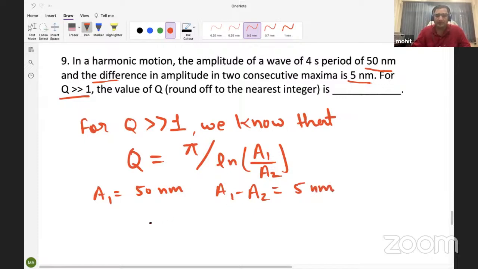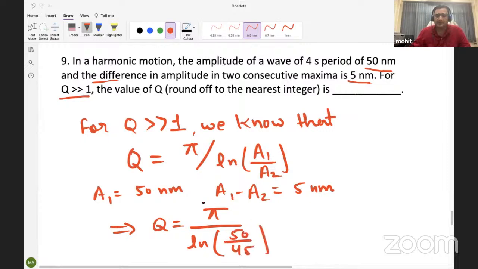Okay, and when we put all these things into the formula, the value of Q will be pi divided by ln in bracket 50 by 45. Because if you put A1 into this A1 minus A2, then A2 will be equal to 45. So when you solve it, it will come out to be 29.8 to be accurate, and approximately it will be equal to 30. So in the blank, you can fill 30.